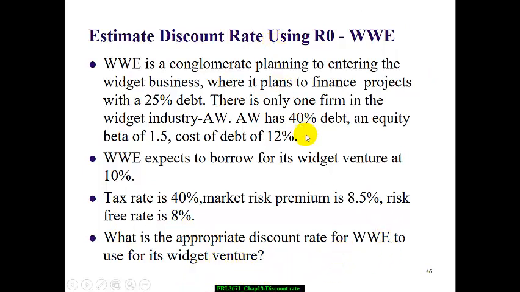Now, you might be tempted to use the original approach, which is the beta approach, but check: do we have risk-free debt? For AW, debt is 12%, so it's not risk-free. WWE has 10%, but risk-free is 8%. So in this case, we will use another approach, which is to use the cost of equity to find R0. Use R0 as our business risk for AW and WWE's venture.